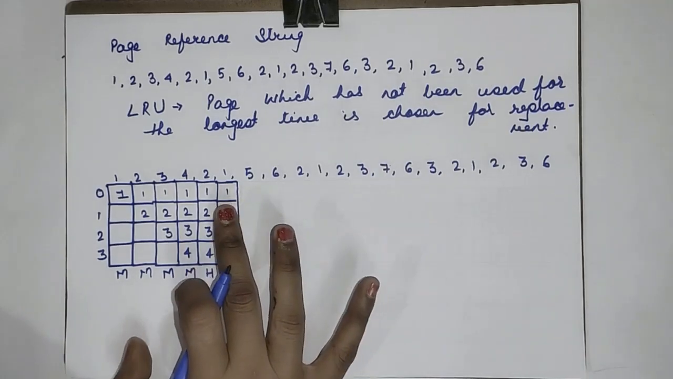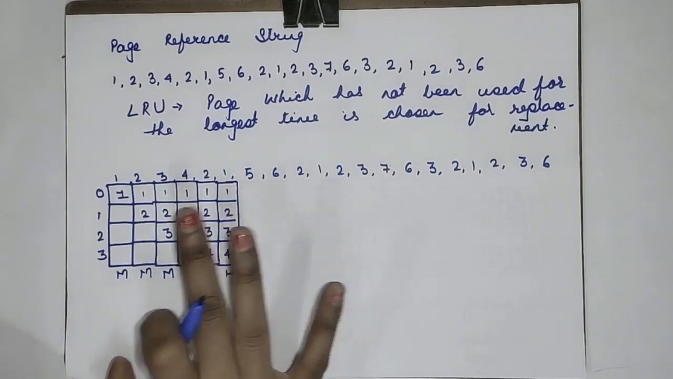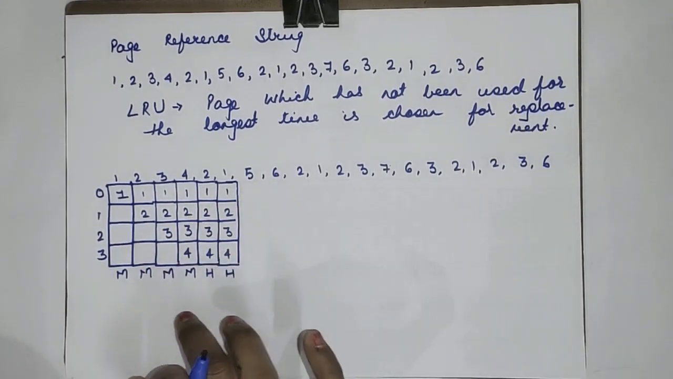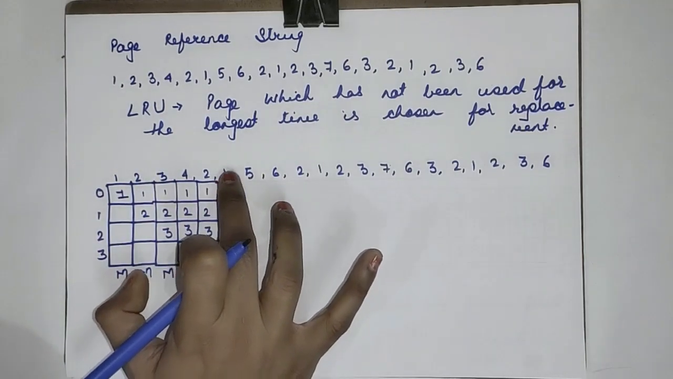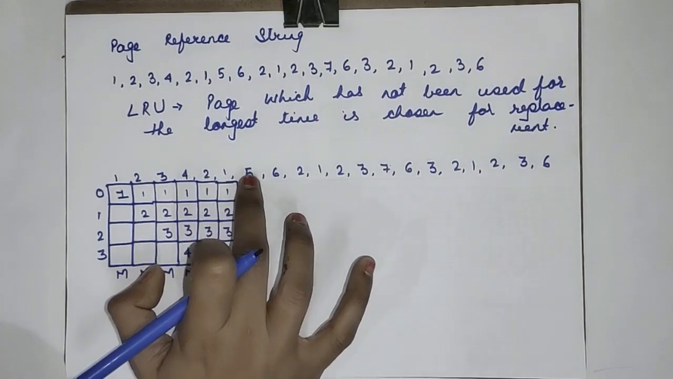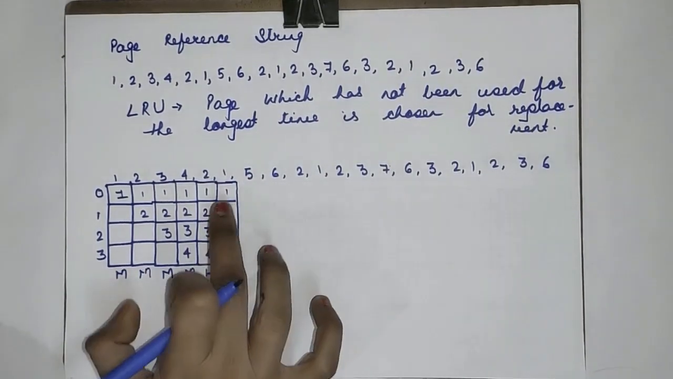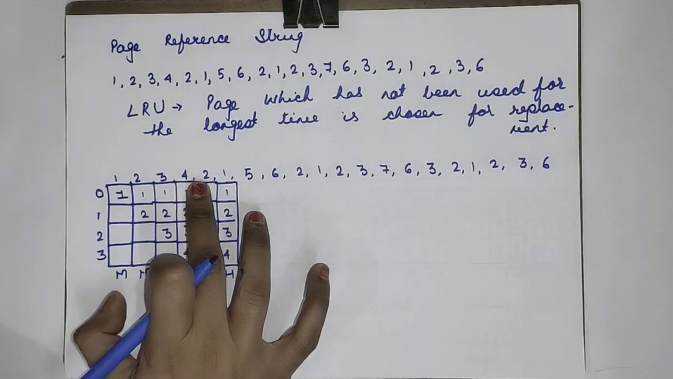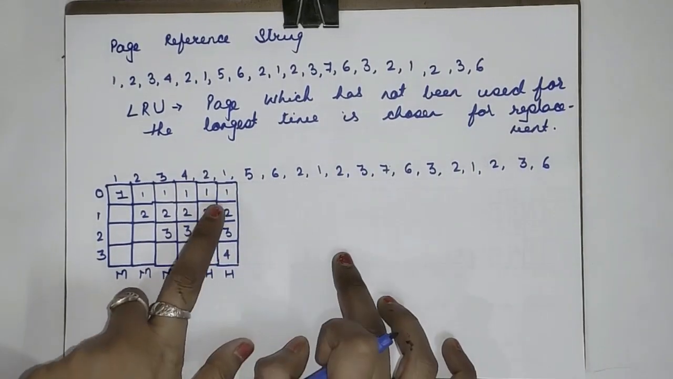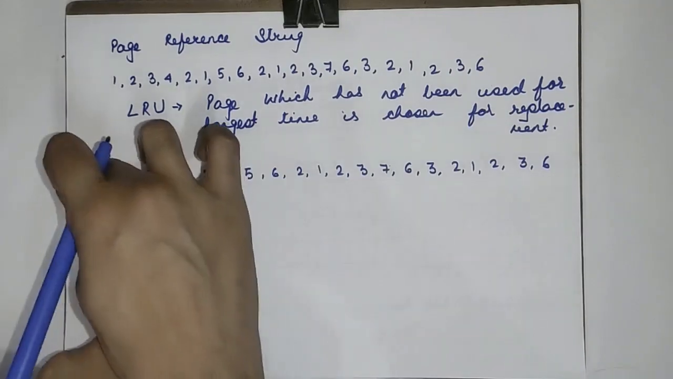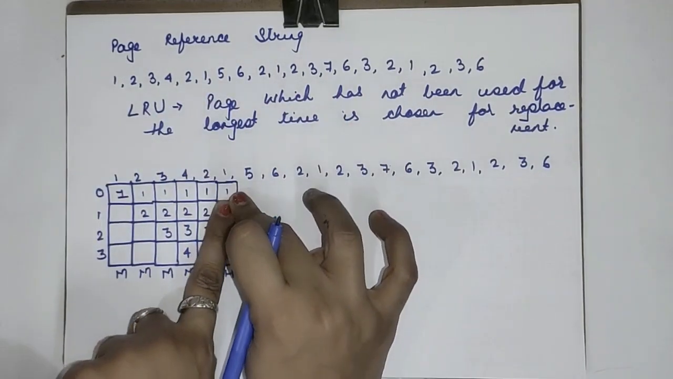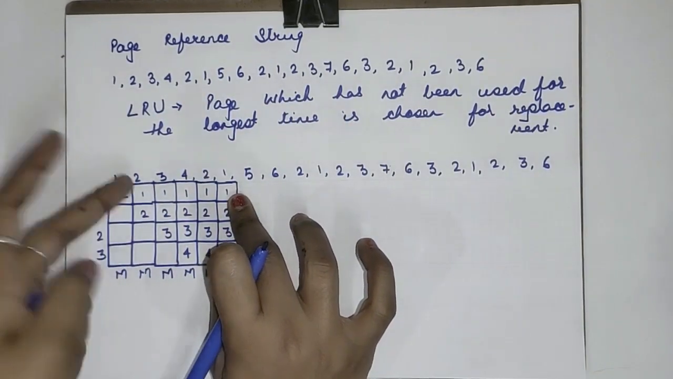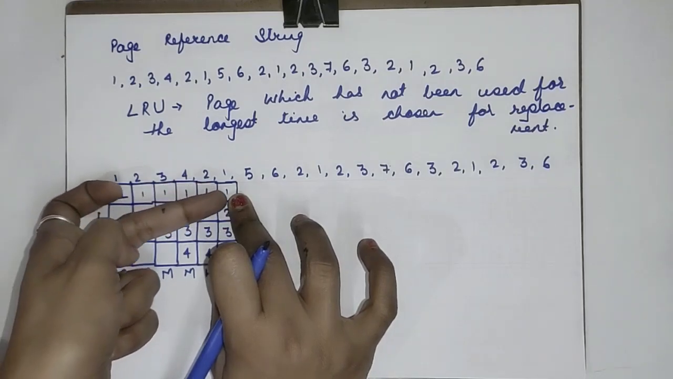I need 5. So I need to check which page has not been used recently in the past. I'll backtrack my string. Here 1 is the most recently used. Before 5, 1 is your most recently used, and next I used 2. So the most recently used page over here is your 1. In FIFO, 1 would have been chosen because it has been here for the longest duration, since 1 was inserted first. But during the execution, I needed 1 again.